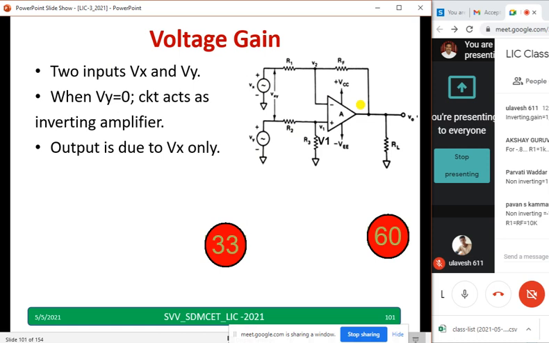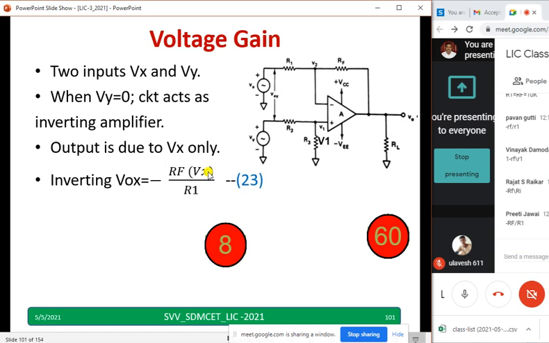Just now I asked you to design and many people were showing their answers, and here I told the equation for inverting and non-inverting. Very good. Pavan, Vinayak, minus RF by R1. Rajat, thank you very much. So this is one important point you have to remember. For inverting, most of the students told it is minus RF by R1, sir. Yes, minus RF by R1, Vx I am applying as an input. So hence, this is the equation for Vox. Vox means V0 due to Vx.